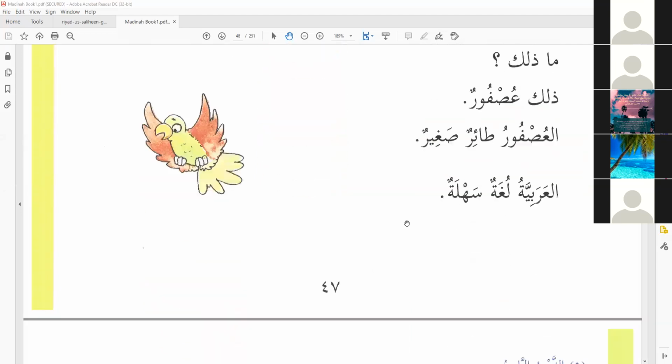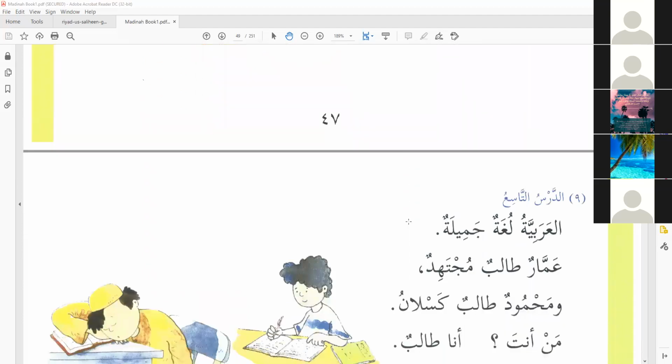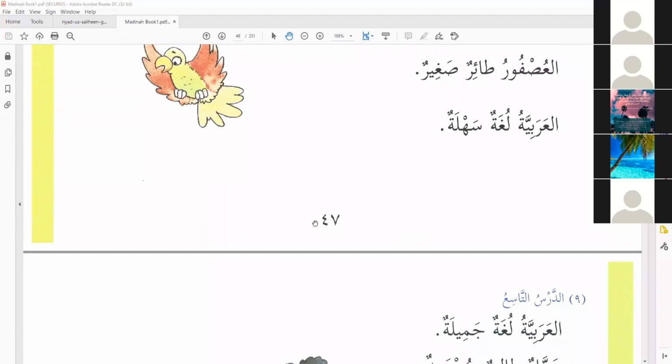Moving right along. Okay, the next one is actually two lines. So we'll have the Sayyid family. You can split that, just someone for the first line and the other one for the second line. Al-arabiyatu laghatun sahlatun. Good. العربية لغات جميلة. Very good.